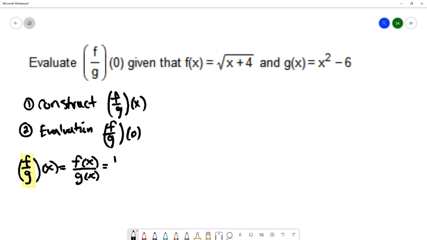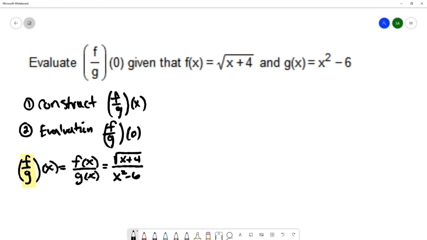F of x is equal to square root of x plus 4, so that goes in the numerator, and g of x is x squared minus 6, that goes in the denominator. And as I look at this, there's not really a whole lot of simplification I can do, so I'm going to leave f over g as square root of x plus 4 over x squared minus 6.